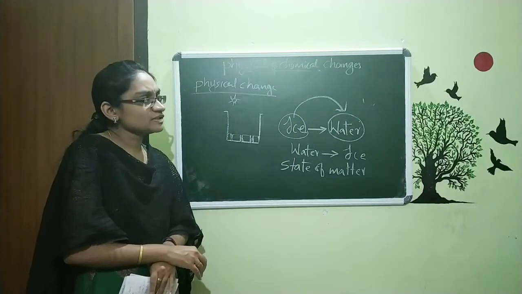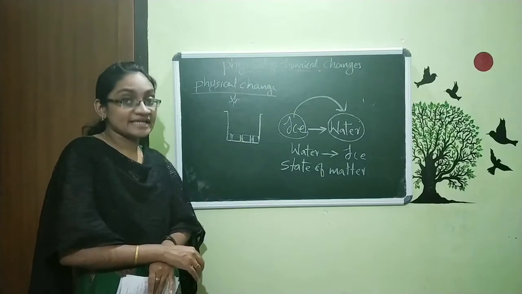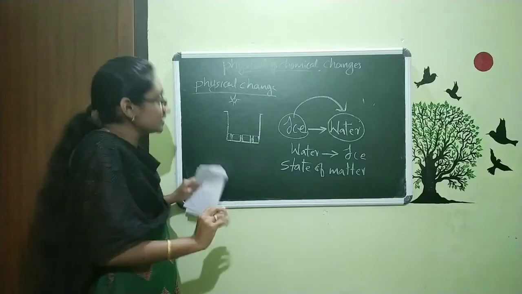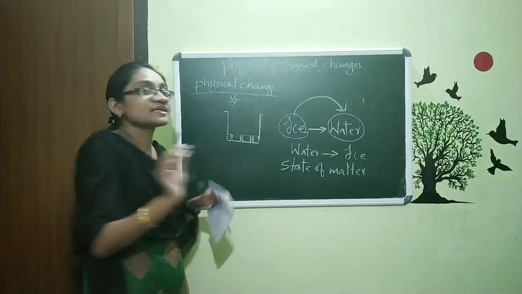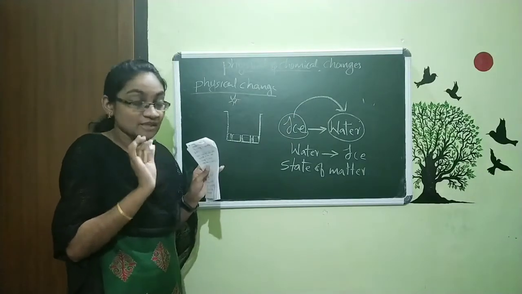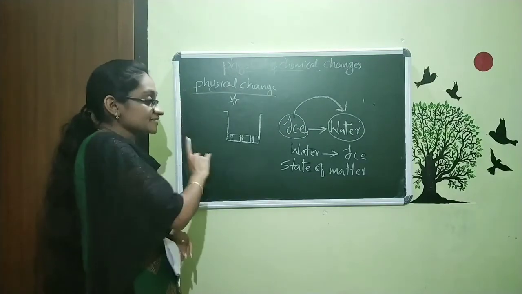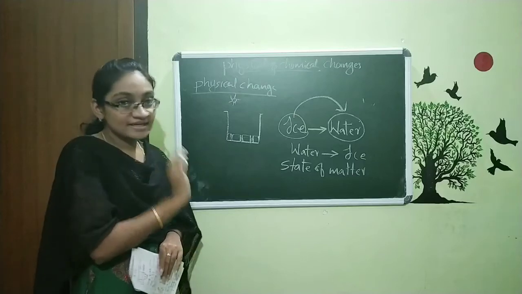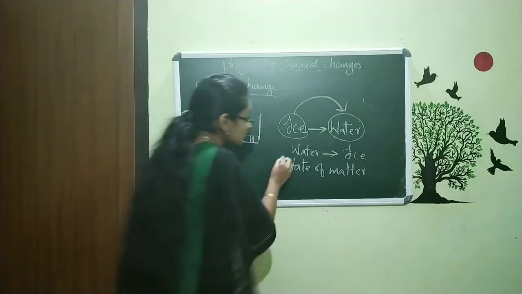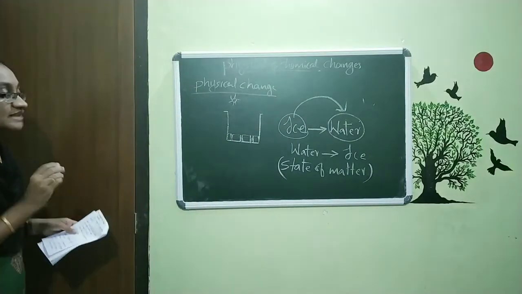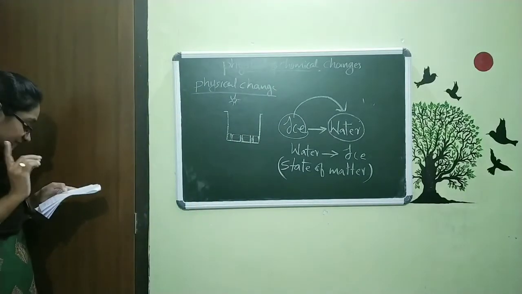There is no chemical change, or no variation in chemical properties. Both the ice and the water have the same chemical properties. So we can say this is also one physical change, and this is the example. Here the change occurs with the state of matter. We just want to focus on that: the change occurs with the state of matter.